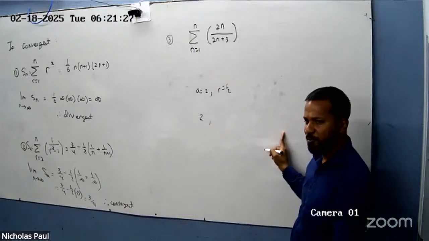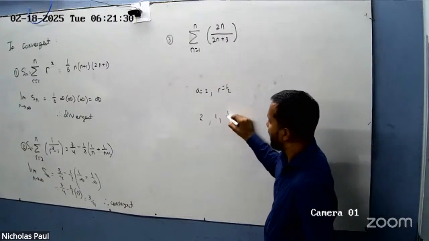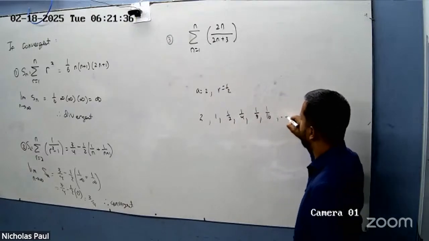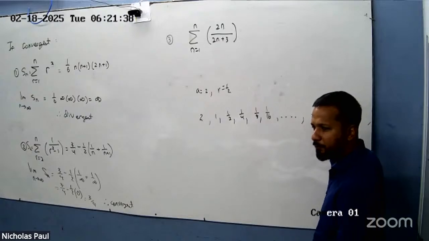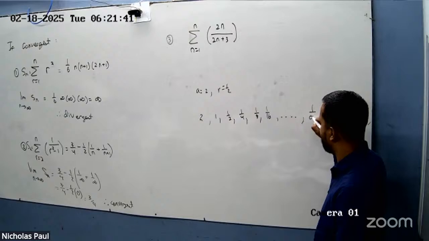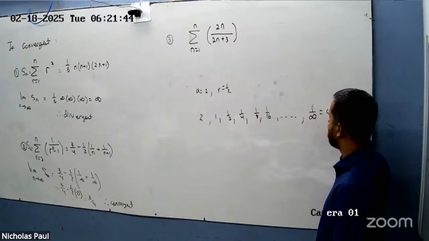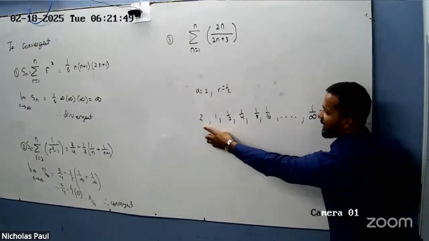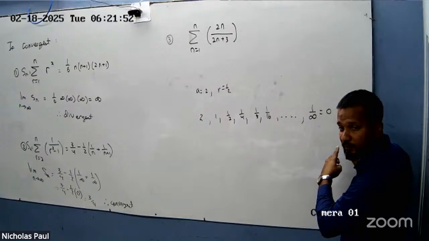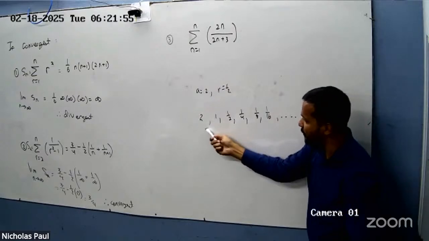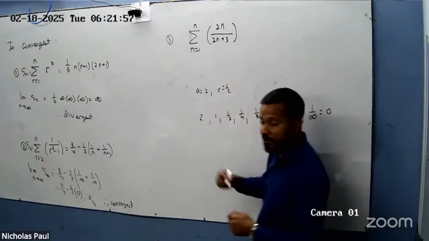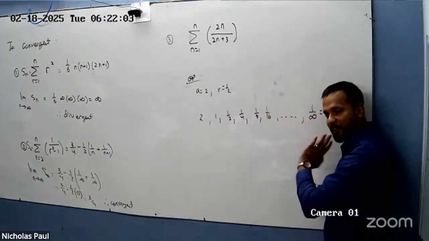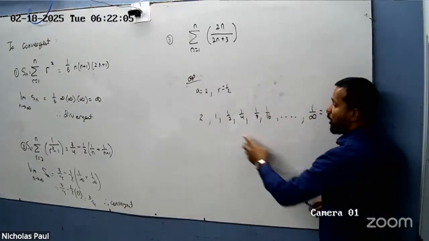Okay, let's list out these terms. 2, then 1, and the last value is what? The last value is 1 over infinity, which is 0, right? So what do you recognize about the sequence here? This was a GP. No, not the series, the sequence. What do you recognize about the sequence?